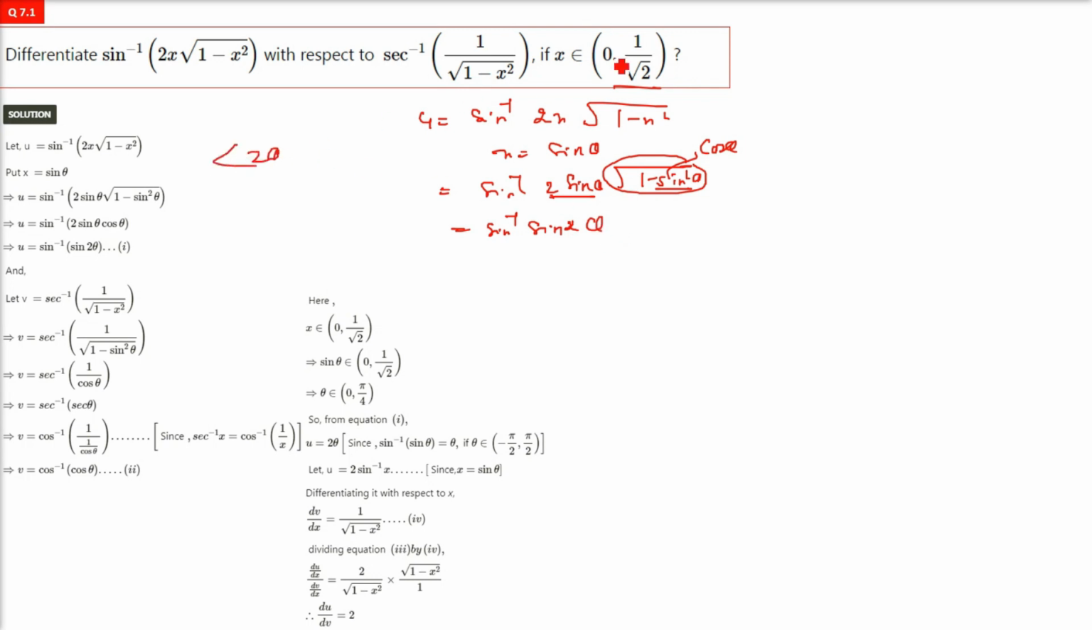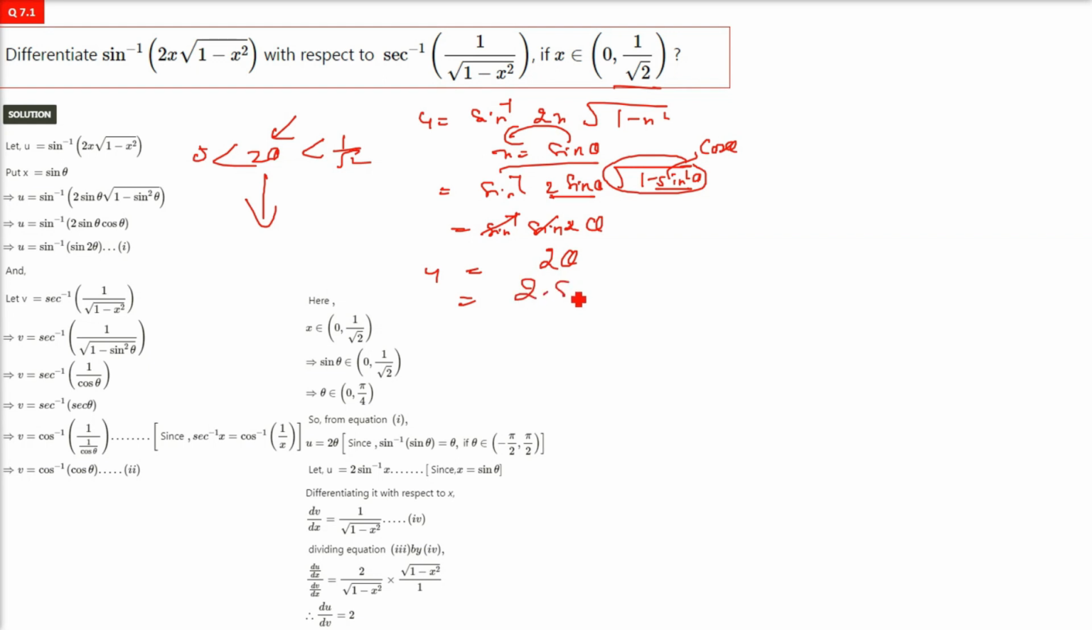This is sine 2 theta. So this 2 theta has to be in between what? 0 and 1 by root 2. But this is not 2 theta. First you have to do is x is between 0 and 1 by root 2. Then you have to put x as sine theta. Then you take the inverse. And then finally you have to check for twice of that theta. I hope you will be able to do it. Okay, so I'm not doing it. I will just keep it for you because we have done it already many times. So let us come to the next step.